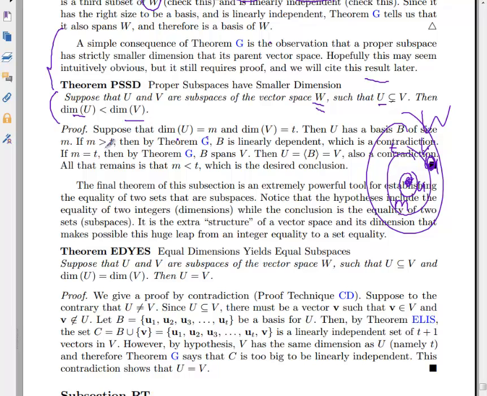Now it's not possibly true that M is bigger than T, because then you'd have a linearly independent set in U, which is also linearly independent in V, but the biggest a linearly independent set can be in V is T. So it's not possible to have M bigger than T. Now if M is equal to T, then that means that this basis must also span V. So that means that U must be equal to V. That's a contradiction. So the only possibility is that M is less than T. So smaller subspaces have smaller dimensions.